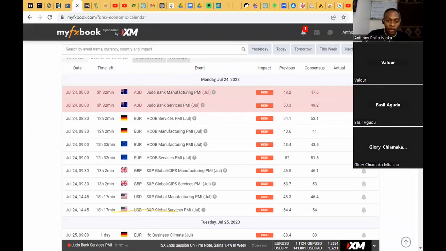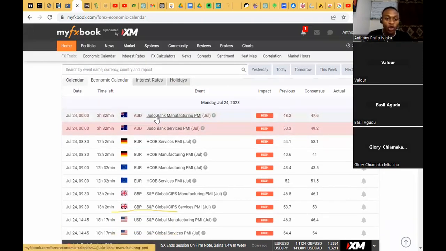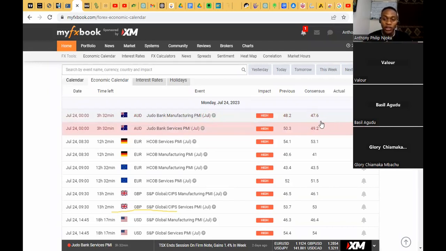So these are the fundamentals for this week. The fundamentals start on Monday, and we're looking out for the AUD Judo Bank Manufacturing PMI. It has to do with the manufacturing price index, the cost of manufacturing products in Australia currently. This data is released by Judo Bank. A higher than expected figure is good for the AUD. So if this is higher than expected, the AUD/USD buy setup we're expecting should play out comfortably.